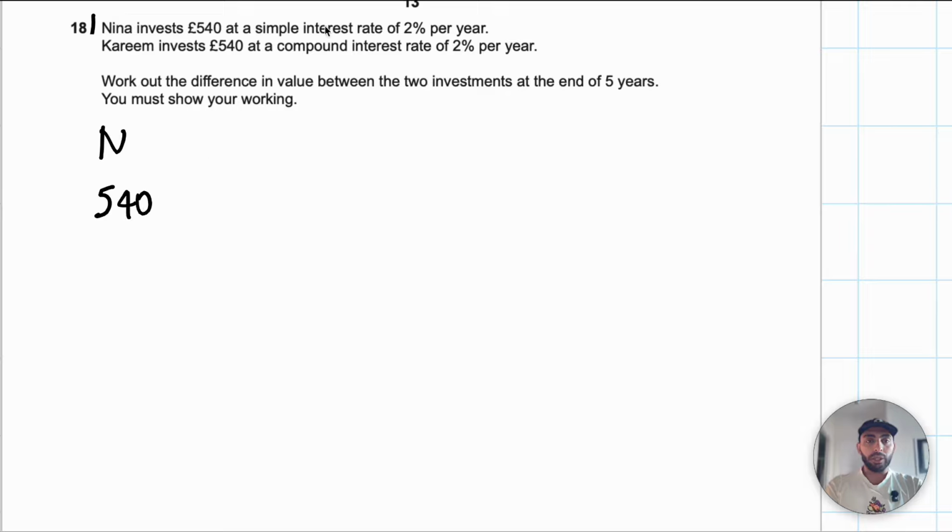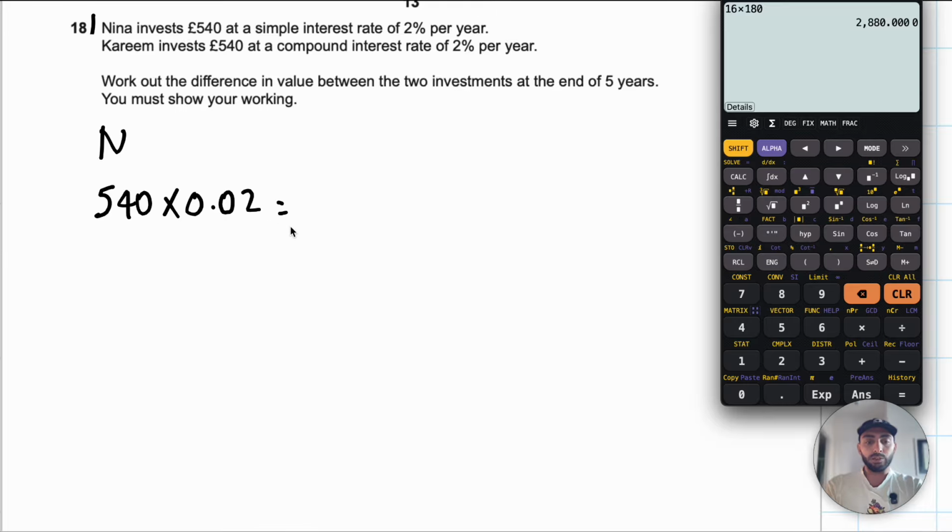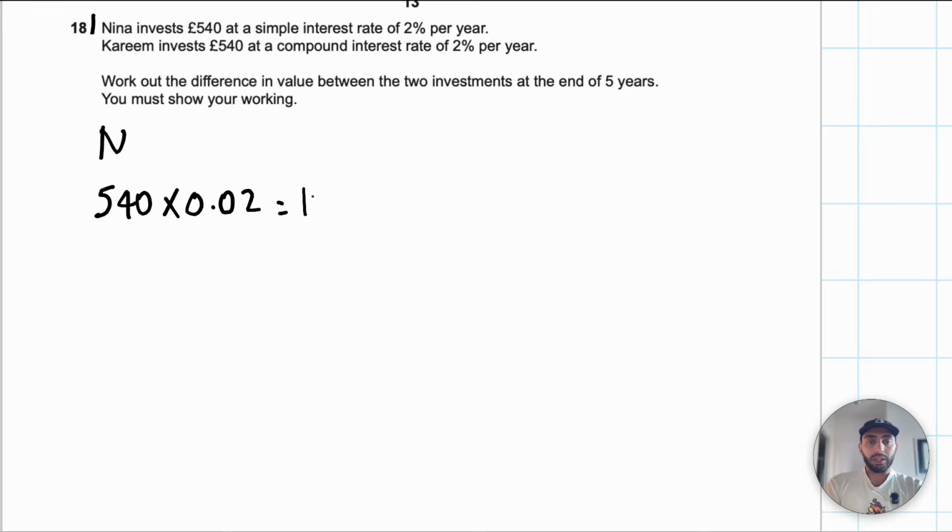So this is important. She's earning 2% of £540 for every year, and that's not going to change. So we need to find what 2% is of this. To find 2%, just divide this by 100. So we're multiplying by 0.02. This will tell us 2%. So 540 times 0.02, which is 10.8. Each year, Nina will be earning £10.80.